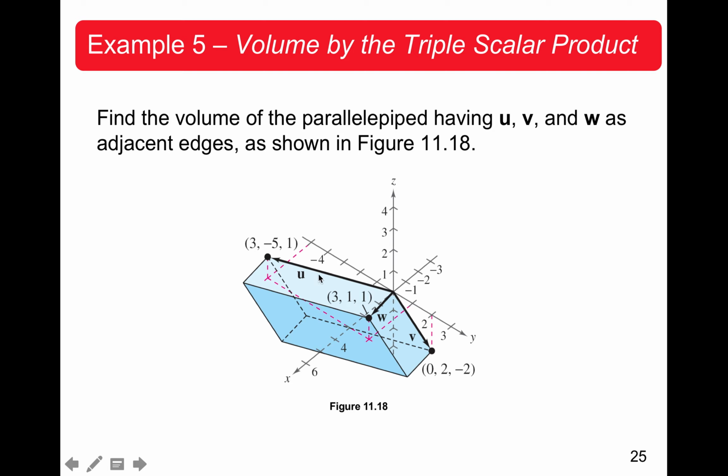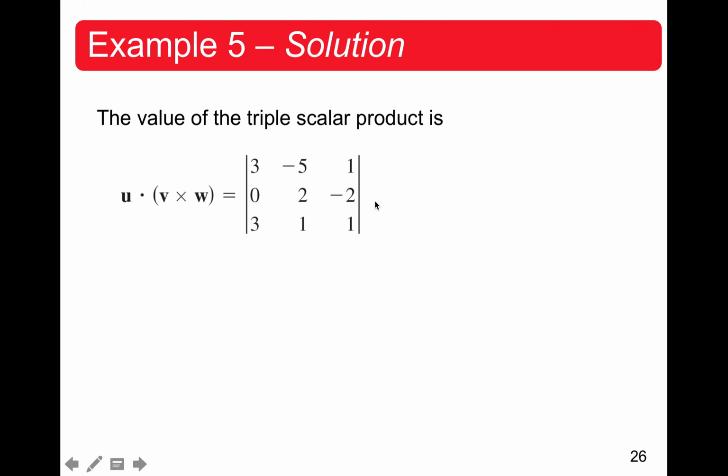That tells us that we can take these coordinate points and turn them into the component form of our vectors. So vector u is 3, -5, 1. Vector v is 0, 2, -2, and vector w is 3, 1, 1. We can do that because they start at the 0, 0, 0 point. Okay, so here are u, v, and w.